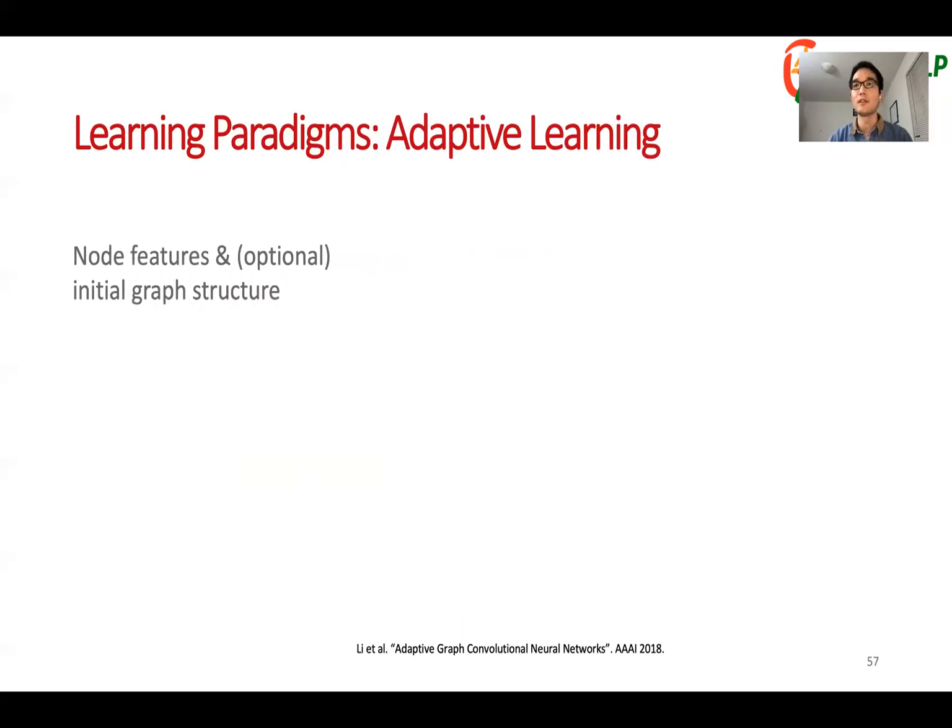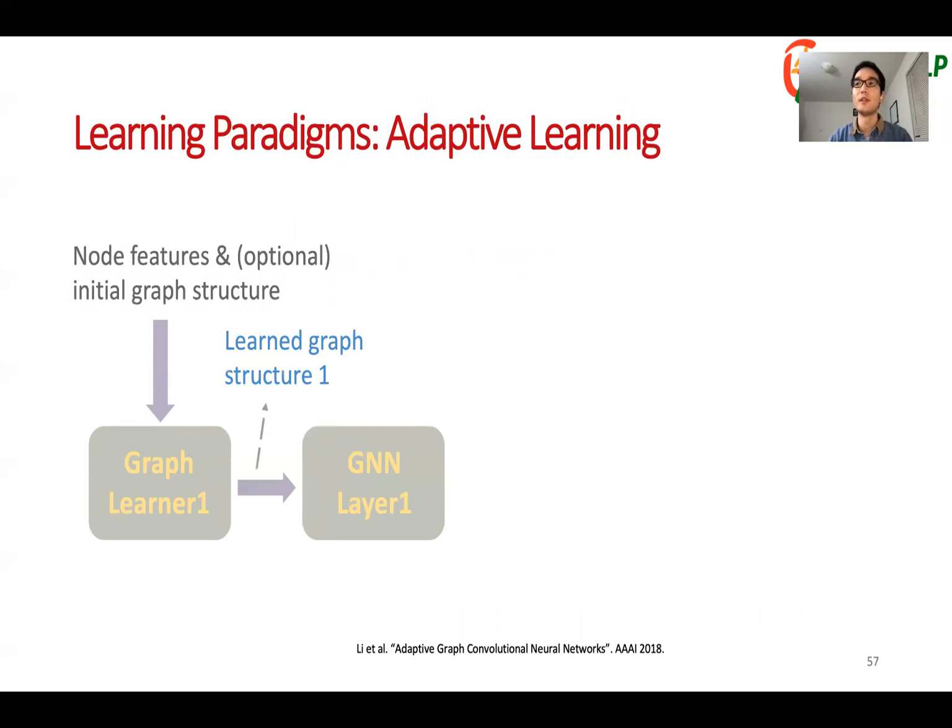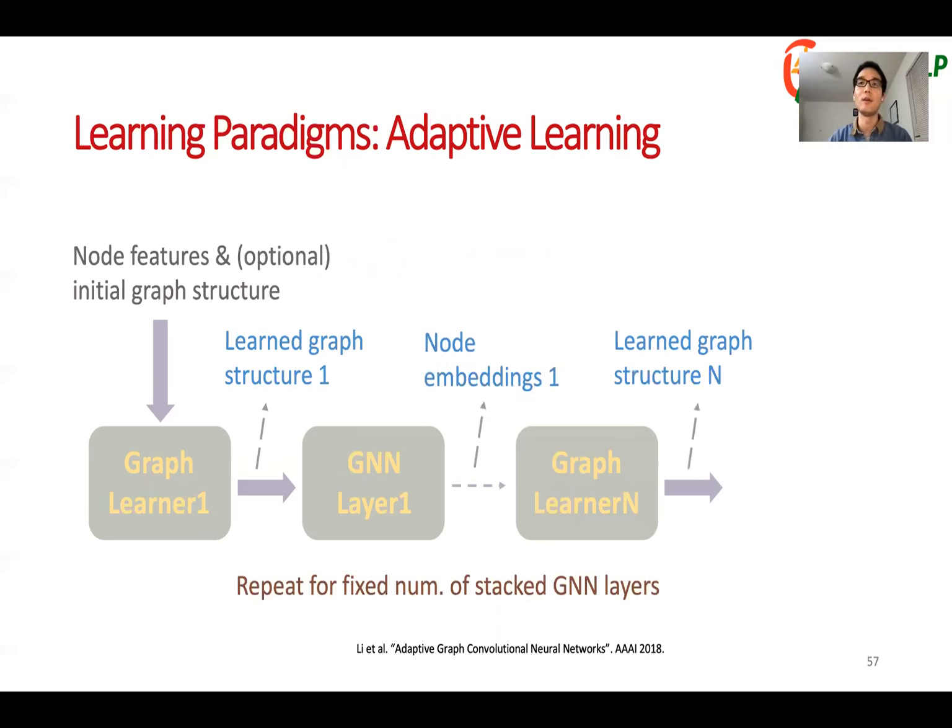Another common strategy is to adaptively learn the input graph structure to each stacked GNN layer to reflect the change of the intermediate graph representations. So this is kind of similar to how transformer models learn different weighted fully connected graphs in each layer.